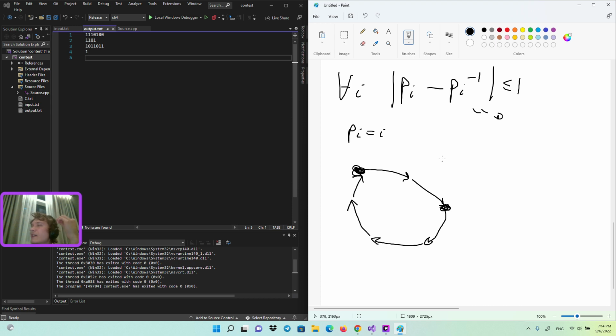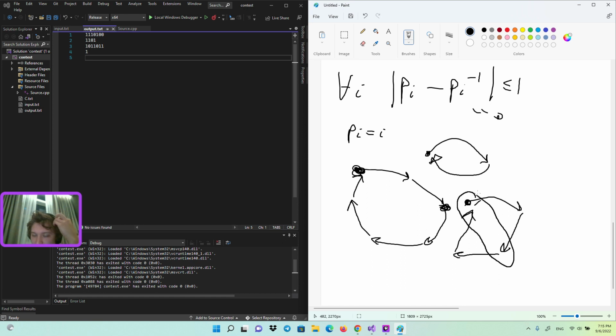So there are several cases. First of all, it can be like this, and in this case these are just any two numbers. Secondly, we can have it like this, and these two numbers are adjacent, and also these two numbers are adjacent. And finally, we can also have something like this.